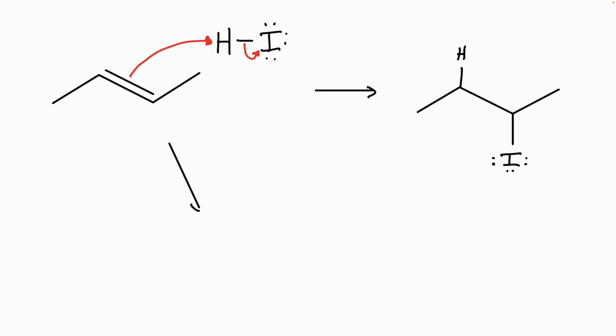So our intermediate here is that iodide ion. Iodine accepts that pair of electrons, becomes negatively charged. Okay? But importantly, when this pair of electrons breaks, when that pi bond breaks, let me just illustrate, see if I can.